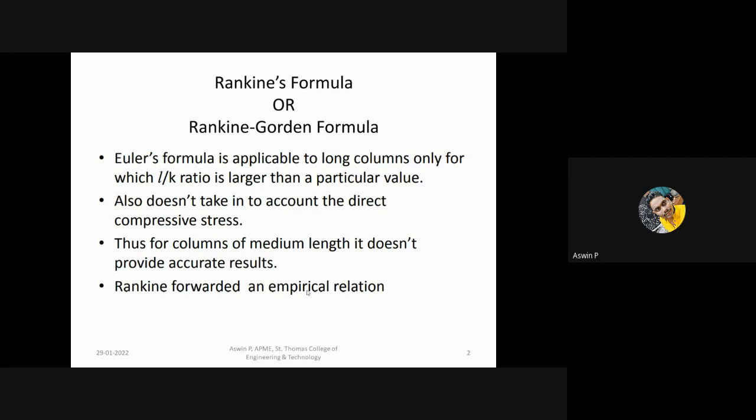For solving short, medium, and long columns, Rankine put forward an empirical relation known as the Rankine formula.